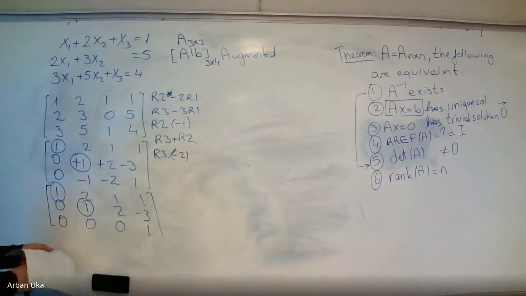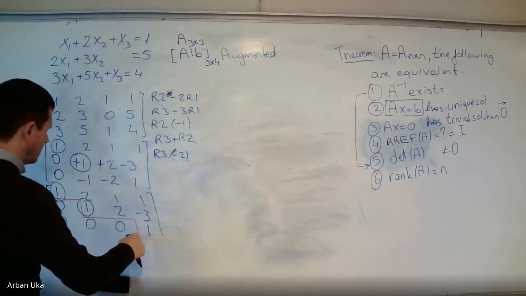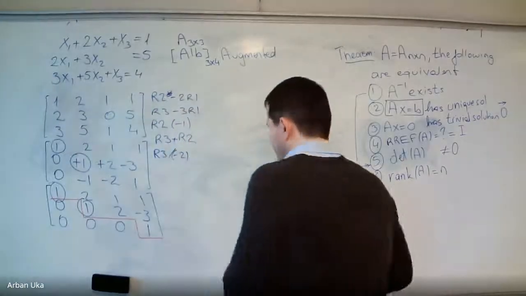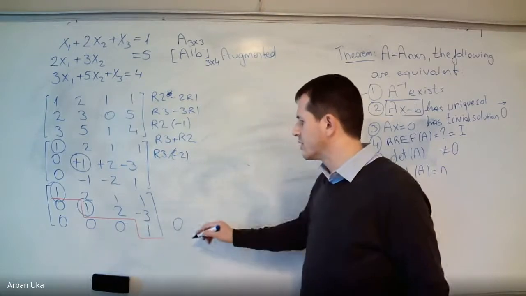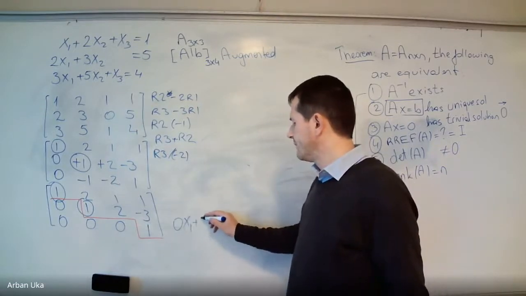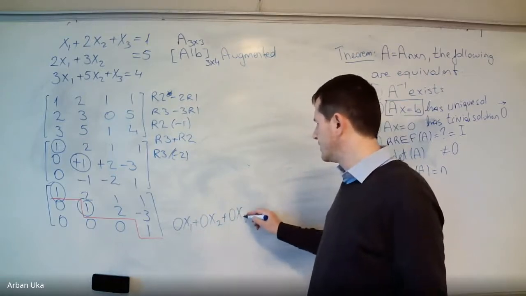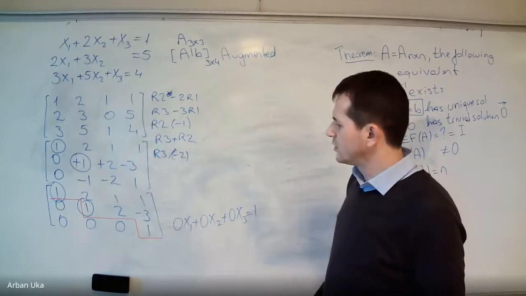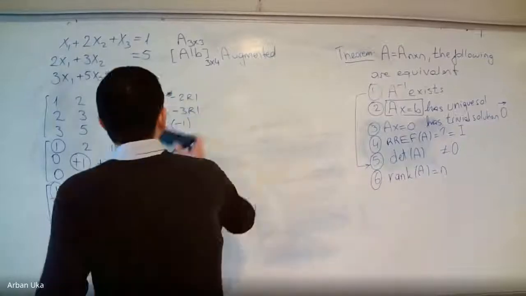So, what can you say about this system? What is the solution of this system? There is no solution, because of the third row, we have 0 equals 1, which is impossible. That's true. How do you read the third equation? The third equation is 0x1 plus 0x2 plus 0x3 equal to 1. This has no solution.